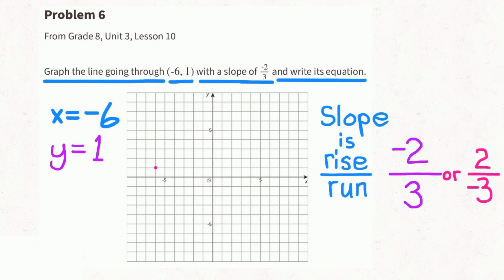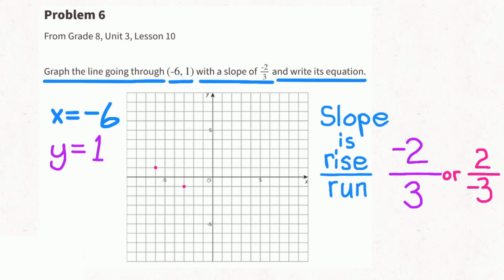We can use this to plot new points. Start at our original point, and for the rise we'll go down 2 because it says negative 2. And for the run we'll go to the right 3 because it's a positive 3. And here we can put our next point.